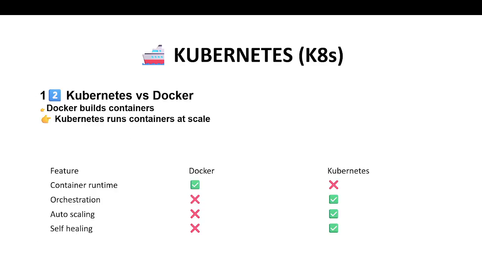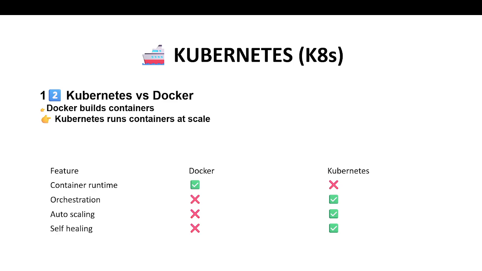Kubernetes versus Docker. What is the difference between Kubernetes and Docker? Docker builds containers. Kubernetes runs containers at scale. So Docker is only for building containers, but Kubernetes is for running containers at scale. Kubernetes orchestrates the Docker containers.